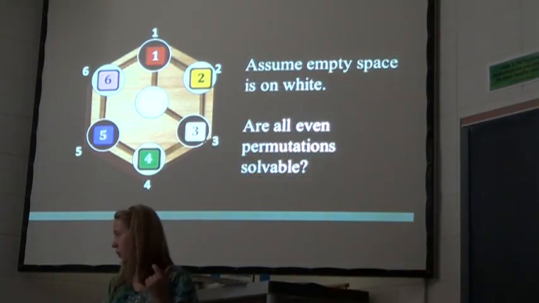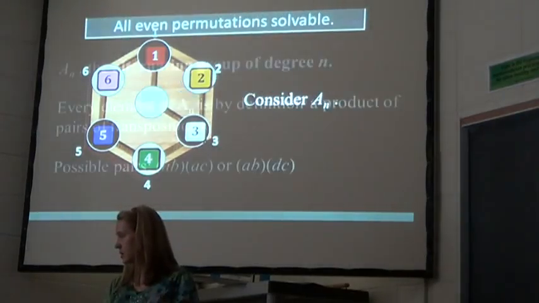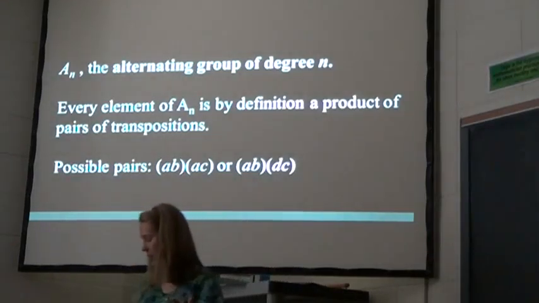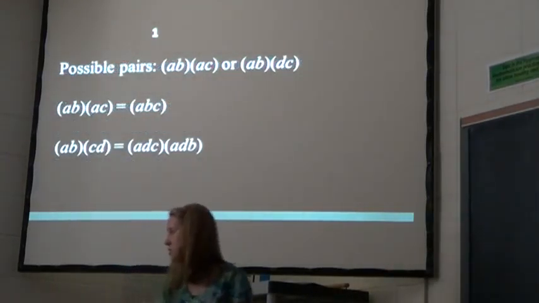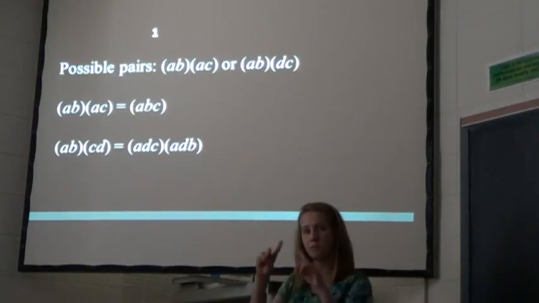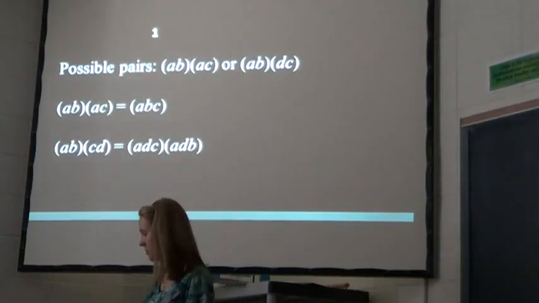Alright, so if we do start on a white, are all even permutations solvable? We're going to show that with A_n, which is called the alternating group of degree n. It's just the set of all even permutations. And the different pairs that we're able to achieve with this, for the puzzle, A, B, C, and D are going to be the numbers 1 through 6 that are talking about the different positions on our puzzle.